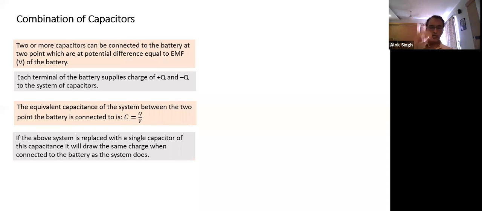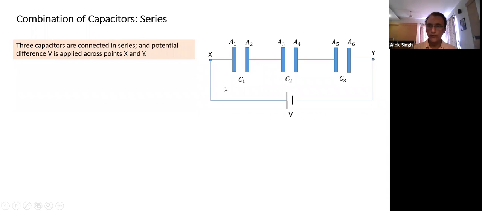So what is the equivalent thing? If connected to a battery, two systems have the same charge flow, it means the two systems have equivalent capacitance. One system can have more than one capacitor, the other system only one capacitor. Then one capacitor is equivalent to the other system of capacitors. So if the above system is replaced by a single capacitor with the same charge, it could be treated as an equivalent capacitor for a combination of capacitors. Let's do that in some cases.